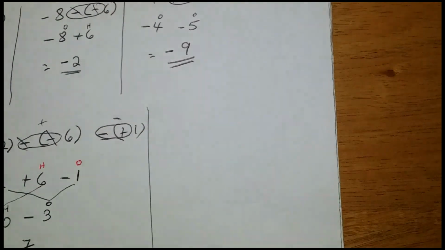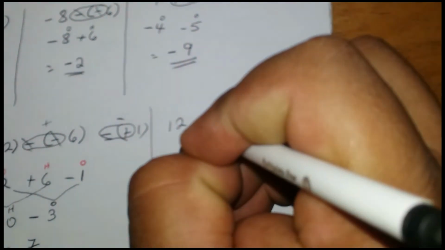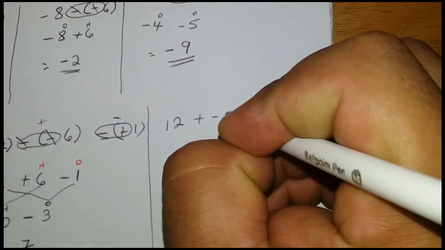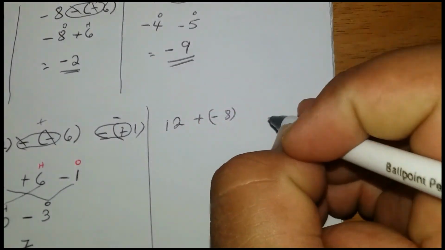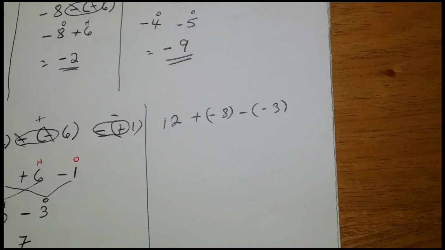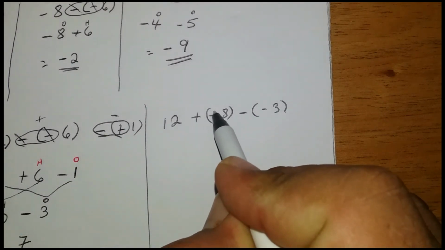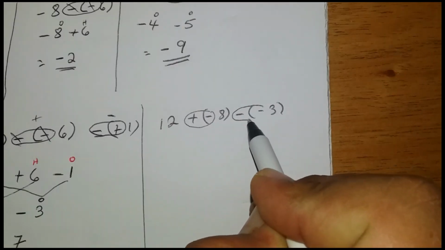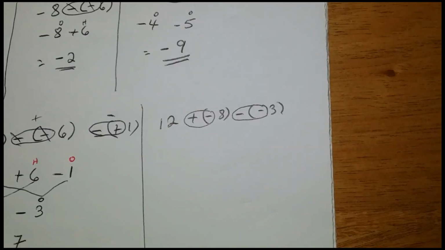Let me do one last one. Let's go with this one here, which is 12 plus minus 8 minus 3. So that is the question there. That's the example there. What do we need to do? First, circle the double signs, because we need to work with the double signs. We have two numbers with double signs, which is the 8 and the 3.